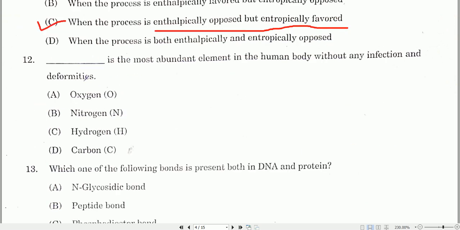Coming to question number 12. This is the most abundant element in the human body without any infection and deformities. So that will be carbon. So option D will be the correct one.